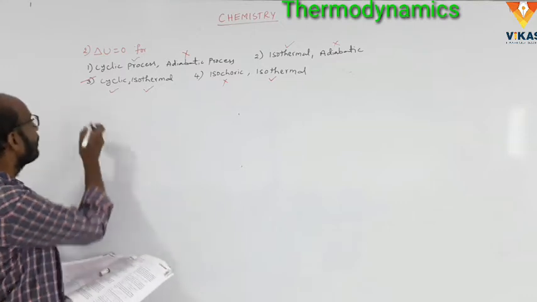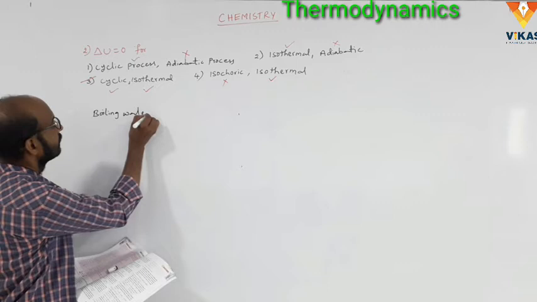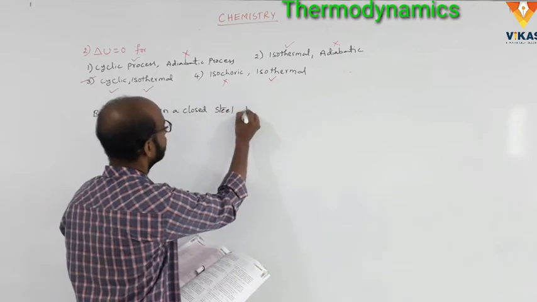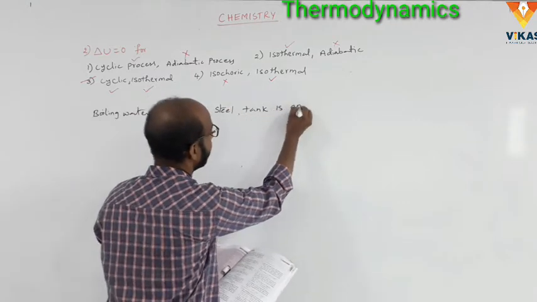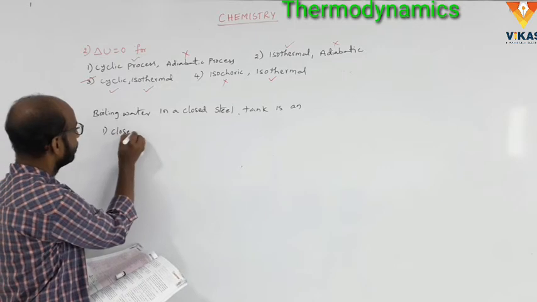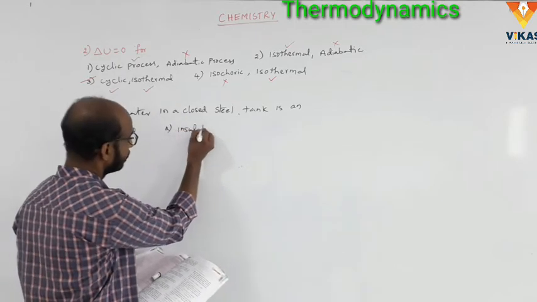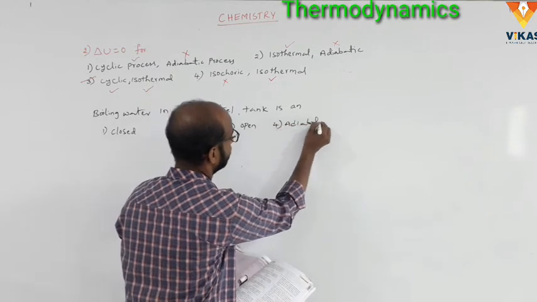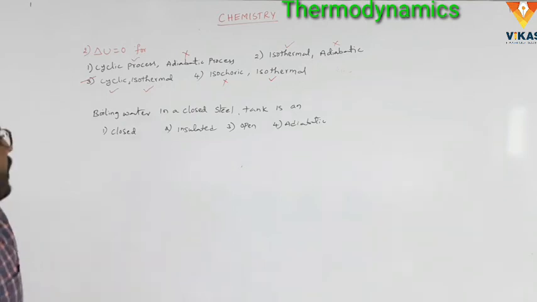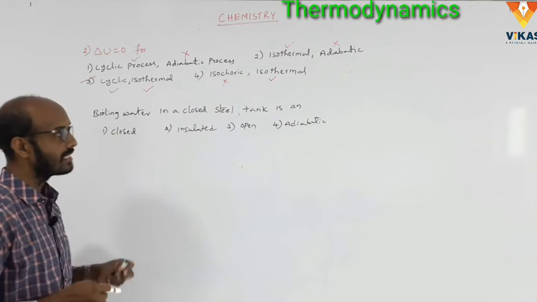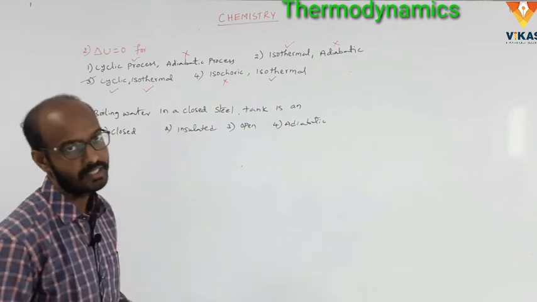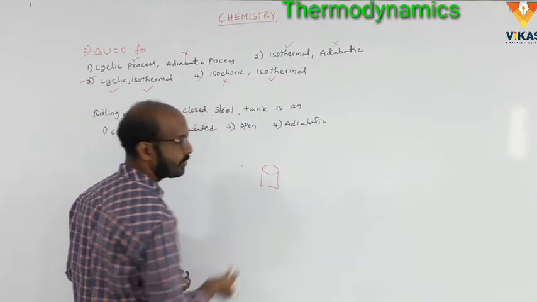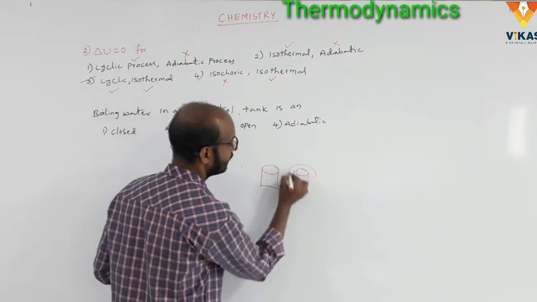Next one: boiling water in a closed steel tank is a: number 1 closed system, number 2 insulated system, number 3 open system, number 4 adiabatic system. Which one is correct? We know the open system, closed system, isolated system. Among these four options, a tank closed with a lid is called a closed system.